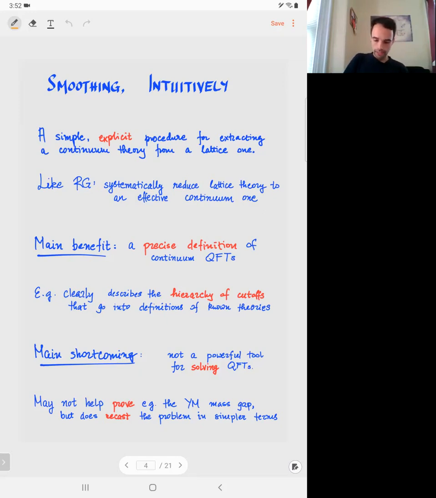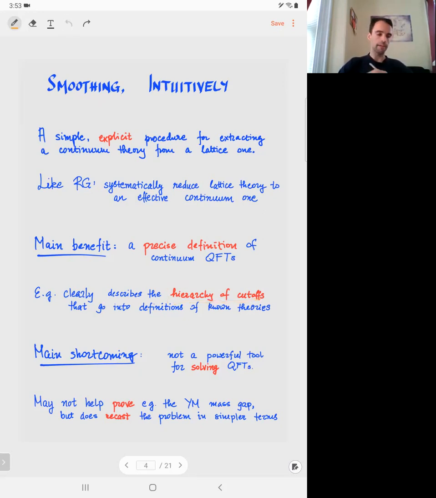In particular, one thing that I want to stress is that there will be a hierarchy of cutoffs. There will not be just a single thing that you may call the lattice spacing. There will actually be several cutoffs involved in this notion of smoothing, and their ratios will figure non-trivially in various bounds that you may put on various observables.